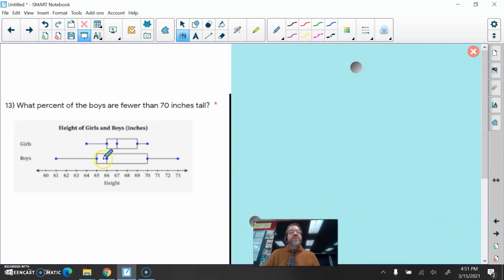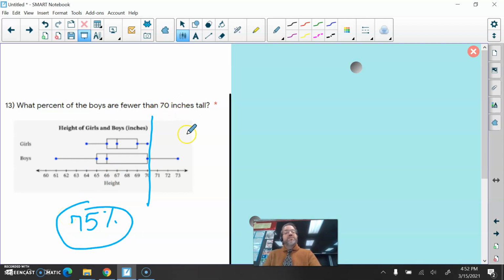Number 13, what percent of the boys are fewer than 70 inches tall? So here's 70 inches. The bottom one is the boys. If it's fewer than 70 inches tall, then you have to look at 1, 2, 3 of the 4 sections that are less than 70 inches tall. And 3/4 is 75%. 75% of the boys are less than 70 inches tall. 25% here, 25% here, 25% here. That's 75% of the boys altogether.